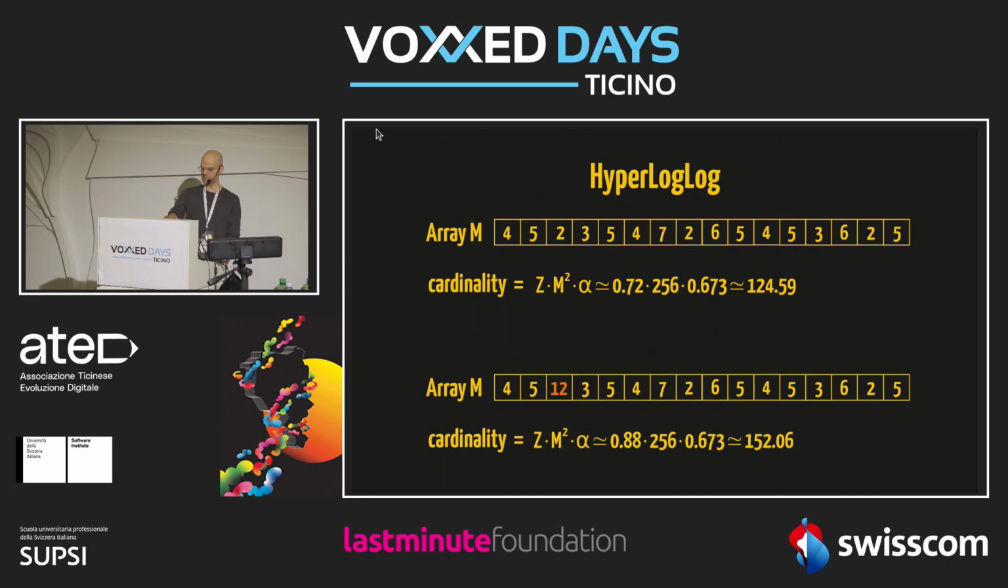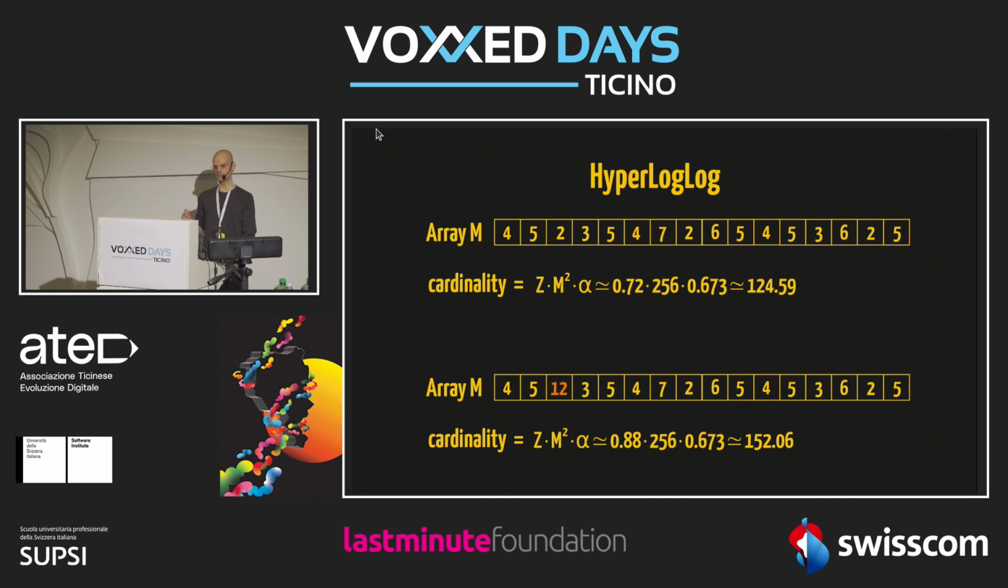But then let's see the second example. You see there's one highlighted item, which is the third one. It's not 2 anymore, it's 12. So it's a lot more. So here we are assuming that we have 12 zeros in front of the number. So they're all zeros. And 2 to the 12 is 4,000. But the cardinality given is 152.